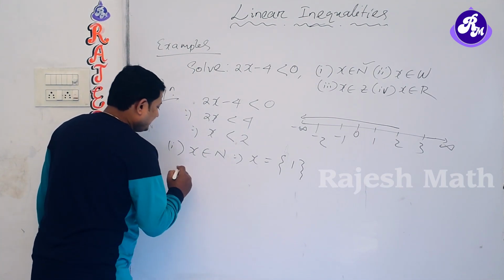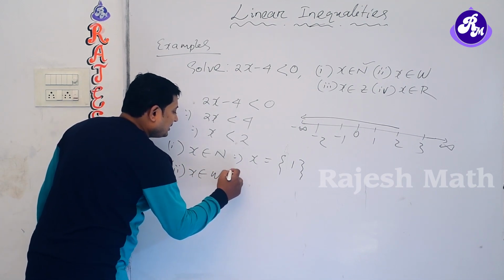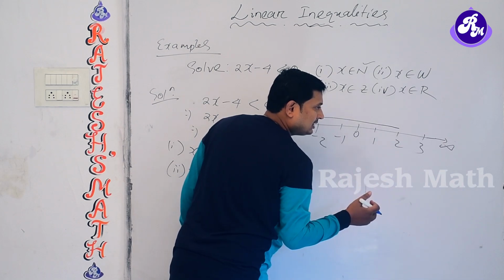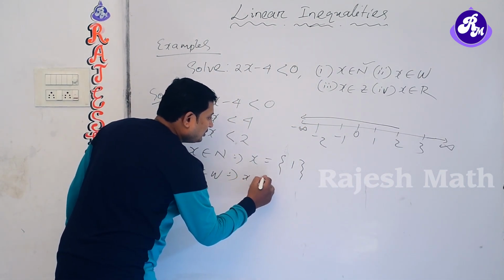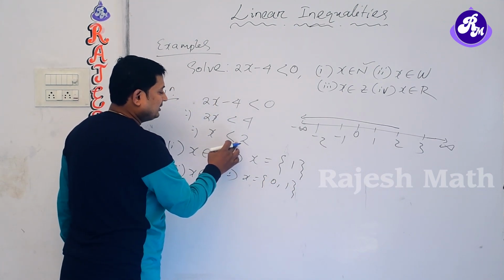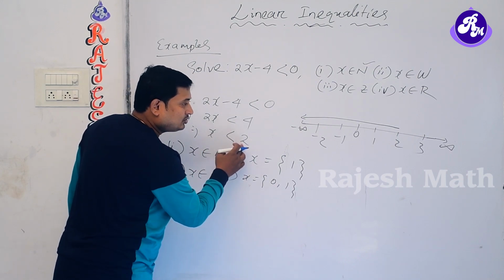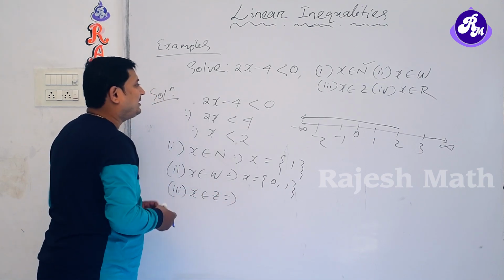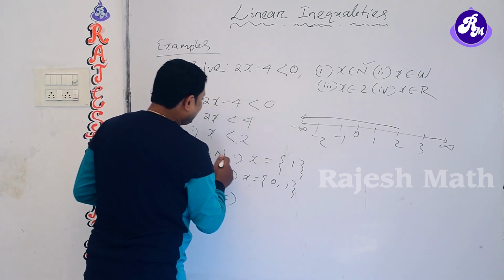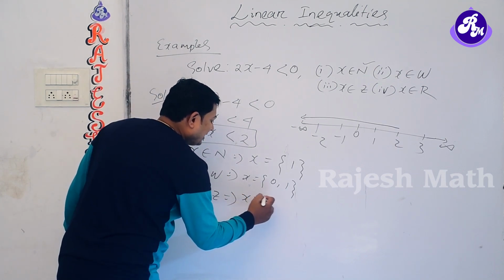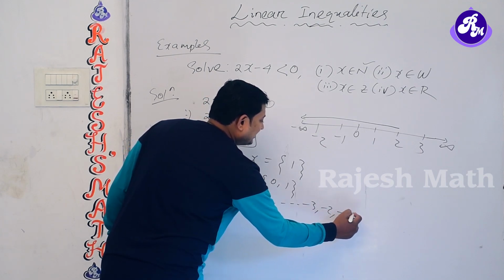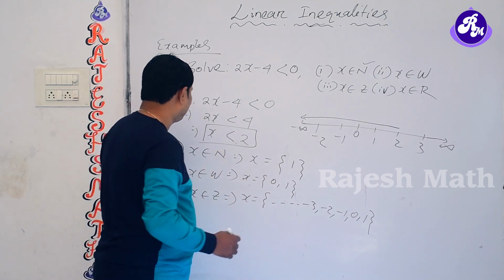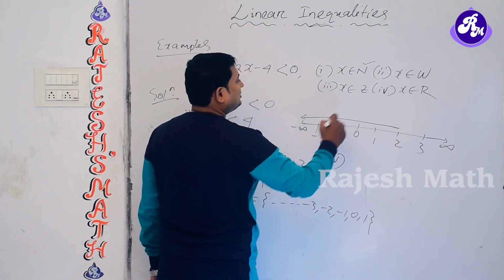Okay, next, number 2, if x belongs to W, that means x is a whole number. The whole numbers are 0, 1, 2, 3, so if x belongs to W, then x will be 0 and 1 only. 2 cannot be counted because x less than 2 is there. 2 is not less than 2, hence 2 cannot be counted. Next, number 3, x belongs to Z. X belongs to Z means x belongs to the integers which are less than 2. What are they? X equals minus 3, minus 2, minus 1, 0 and 1. These are all the integers which are less than 2. Now the surprising gift is when x belongs to R.